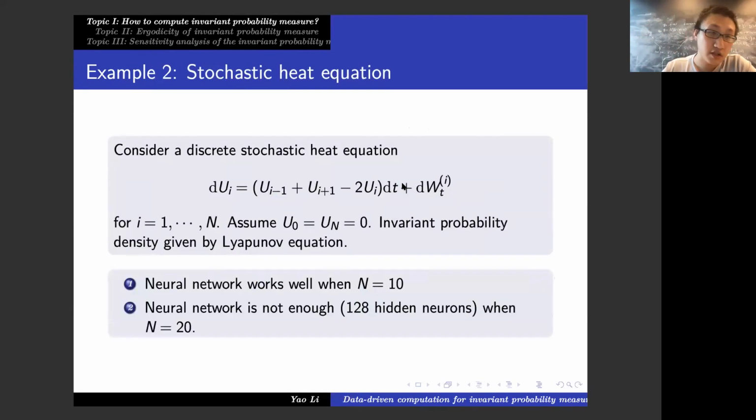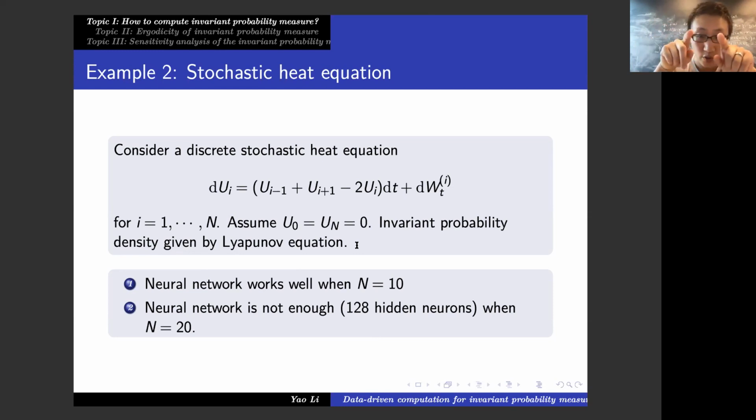And then we test the limitation of this algorithm. How high can the dimension go? Here we do a discrete stochastic heat equation, so just the discrete operator plus some independent noise. We find that the invariant density can be explicitly solved. So we feed the neural network with the true invariant density because we just want to test the representation limit of the neural network we use.